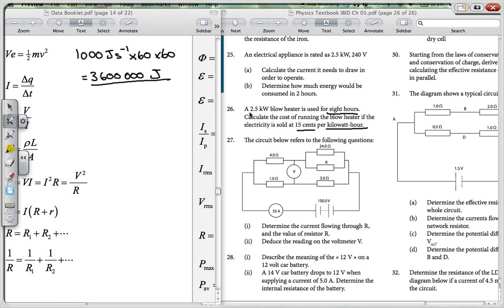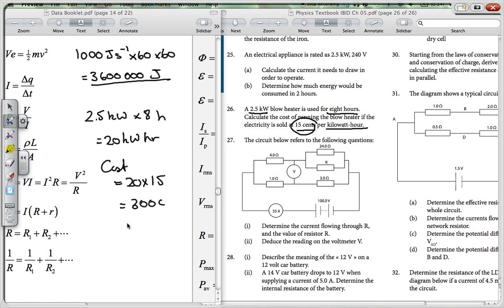So here we've got 2.5 kilowatts times 8 hours. Obviously 2.5 times 8, I should be able to do it in my head anyway, that's 20 kilowatt hours, and we are told that it's 15 cents per kilowatt hour, so the cost would equal 20 times 15, so it would equal 300 cents, or if this was perhaps in dollars, $3 it would take to run that.